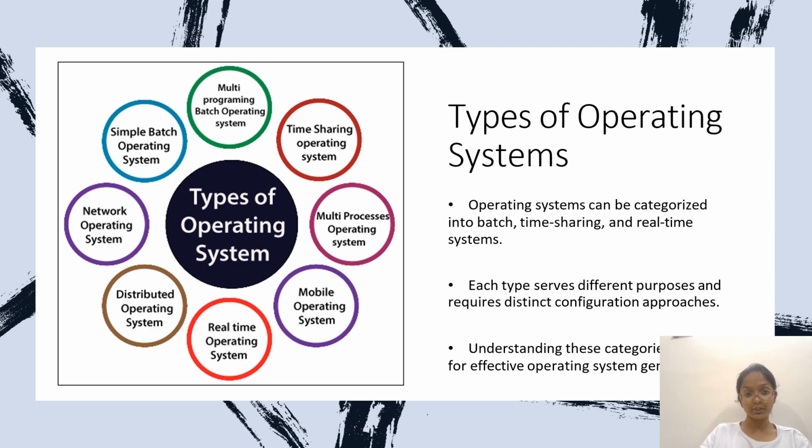The types of operating system are multi-programming batch operating system, time-sharing operating system, multiprocessors operating system, mobile operating system, real-time operating system, distributed operating system, networking operating system, and simple batch operating system.